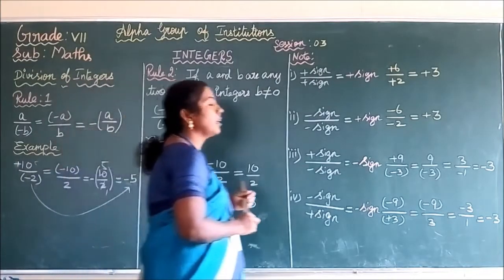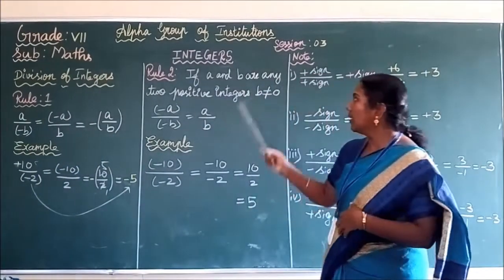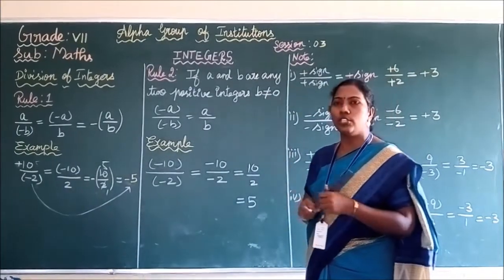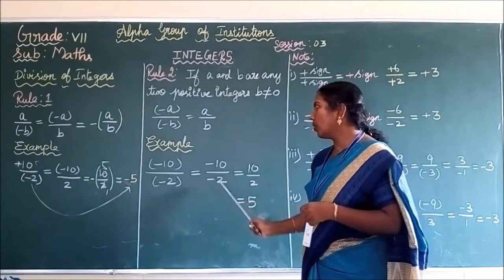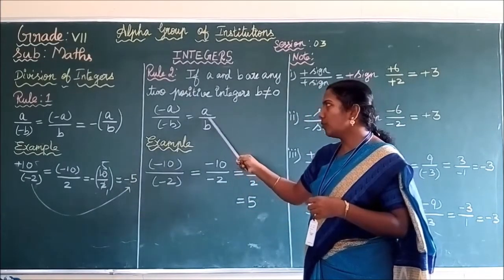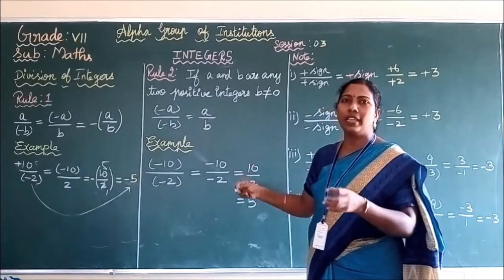If a and b are any two positive integers and b is not equal to 0, why are they taking b not equal to 0? In the denominator, it should not be 0. The denominator should not be 0. If the denominator becomes 0, the number becomes undefined.